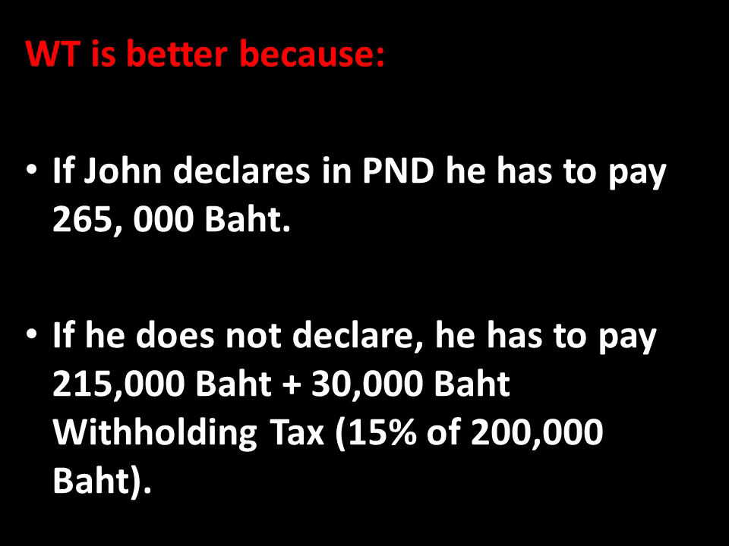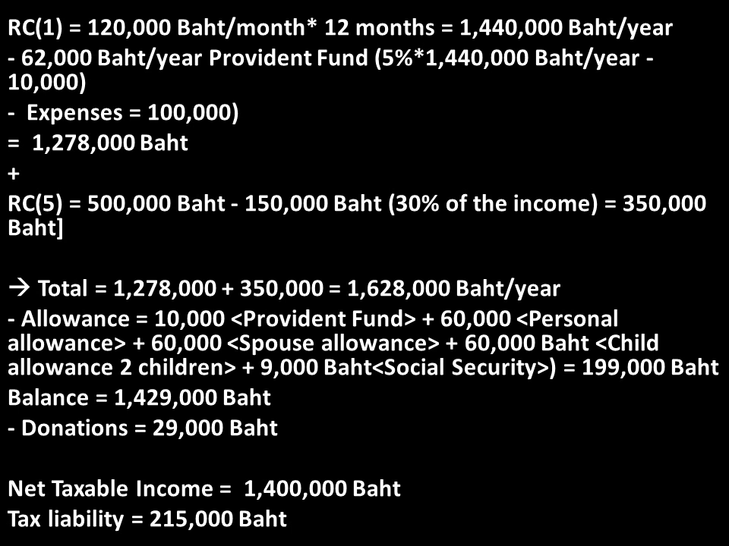How do you calculate 215,000 baht? Here is the calculation. You just need to include source of income from employment, Revenue Code section 40(1), with section 40(5) rent. You just need to include these two types of income. You don't have to include interest, because you already pay tax on the interest at the bank as a withholding tax. So altogether the tax liability will be, if you follow the calculation, 215,000 baht.